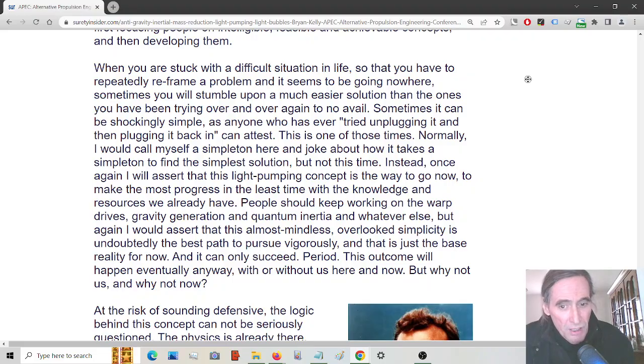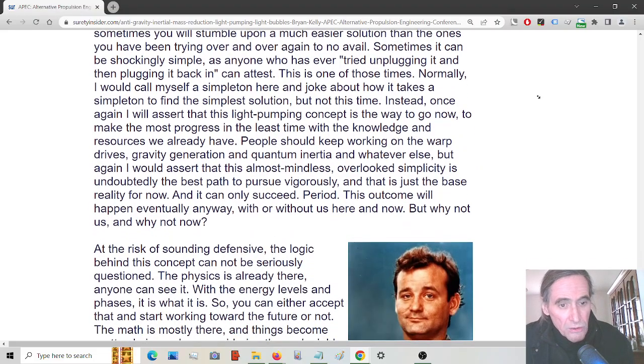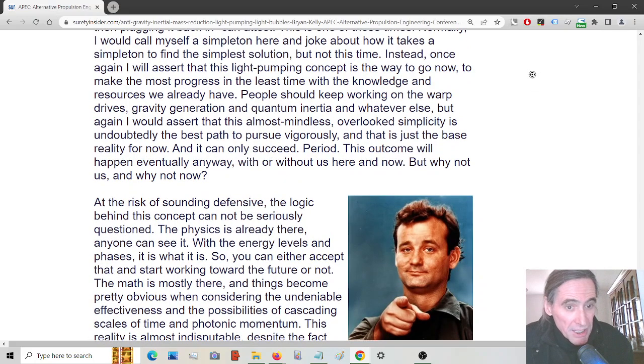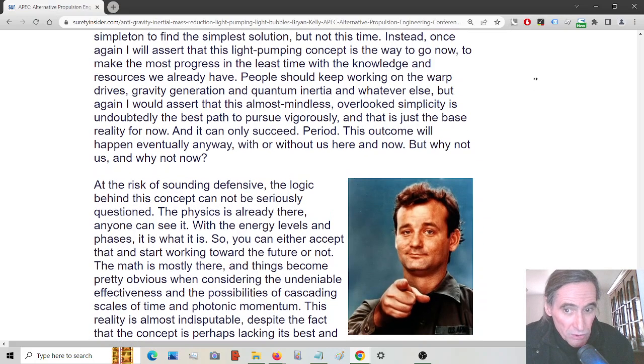People should keep working on the warp drives, gravity generation, quantum inertia, and whatever else. But again, I would assert that this almost mindless, overlooked simplicity is undoubtedly the best path to pursue vigorously. And that's just the base reality for now. And it can only succeed, period. This outcome will happen eventually anyway, with or without us here and now. But why not us, and why not now?